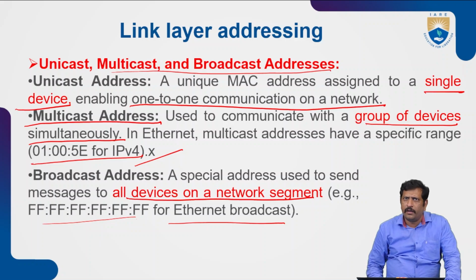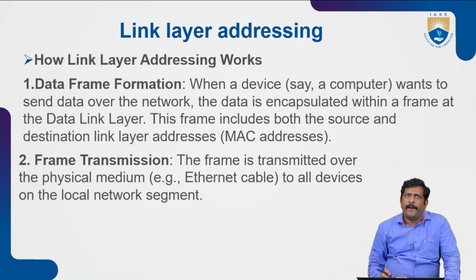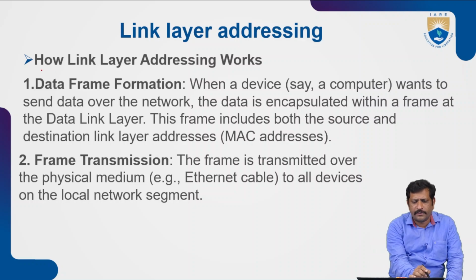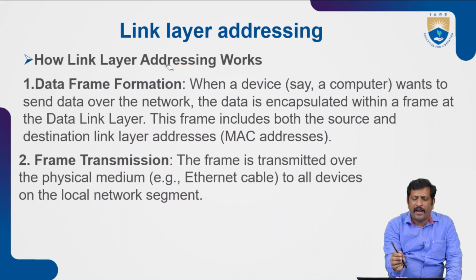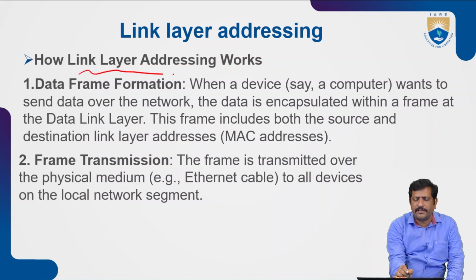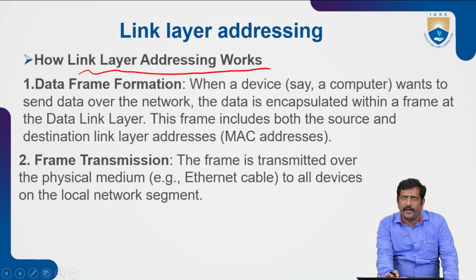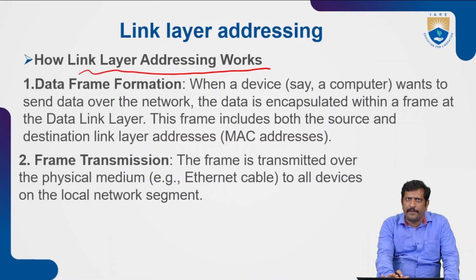So whenever we are sending to a group of devices over the same network, the broadcast address can be utilized, and by utilizing this broadcast address, we send the information to the group of devices. And how does link layer addressing work? The example for link layer addressing is nothing but a MAC address. A MAC address is the best example for link layer addressing. How does it work?